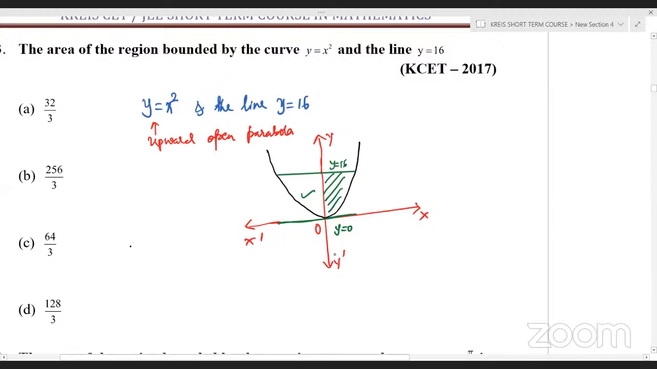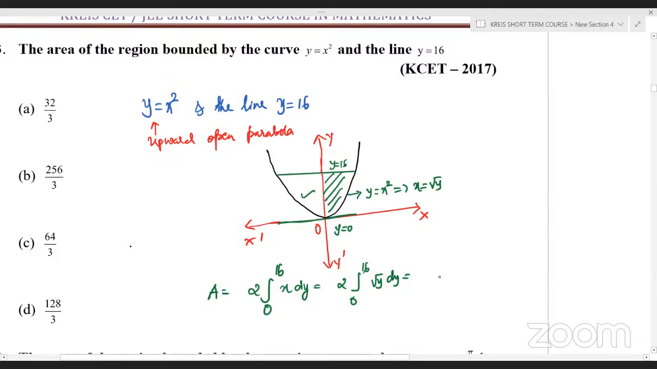So now what you can do, area is equal to 2 times integral from 0 to 16. So this is the curve which is nothing but y is equal to x square. From this I am going to write x is equal to root y. Since I am finding the area enclosed between the curve and the y-axis, I am going to write x into dy. It is equal to 2 into integral from 0 to 16 root y into dy, you get.